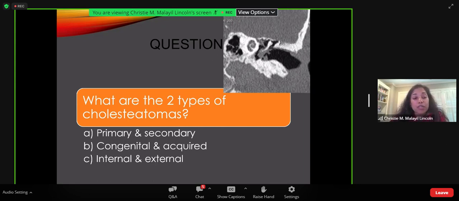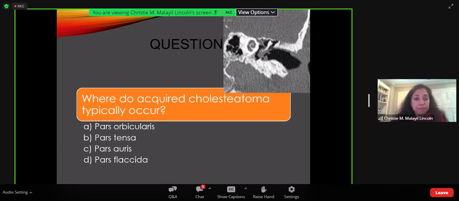So I'll ask, what are the 2 types of cholesteatoma? The answer here in this case is congenital and acquired, so B. Congenital is most commonly located in the anterior superior quadrant of the middle ear cavity, just above the opening of the eustachian tube. And acquired is an important complication of chronic otitis media.